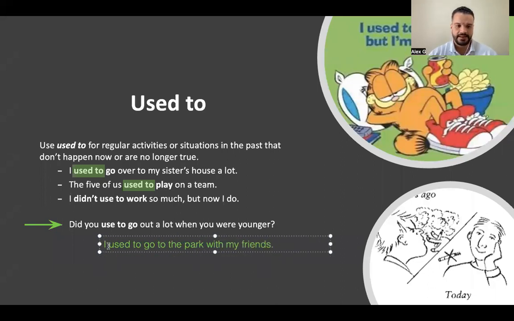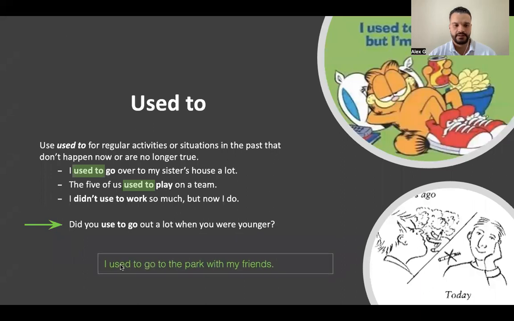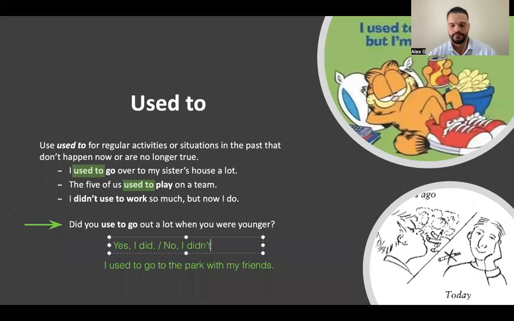And exactly the same structure, used to, plus the regular form of the verb, right? And because this is a yes or no question, make sure that you can answer yes, I did, or no, I didn't, and then we can give additional information, right? Yes, I did. No, I didn't. And then we can give the additional information by continuing to give more information, okay?